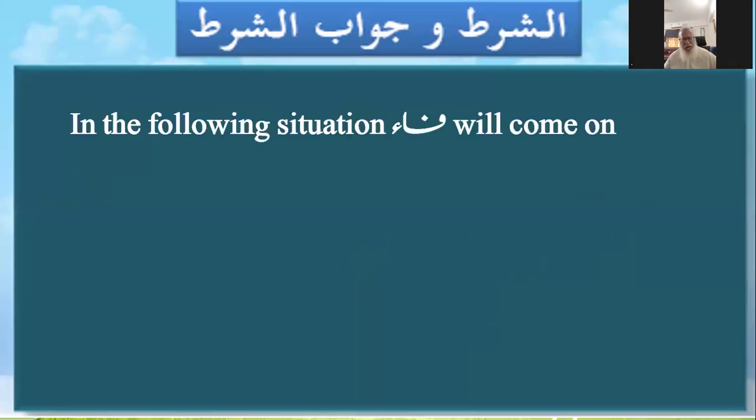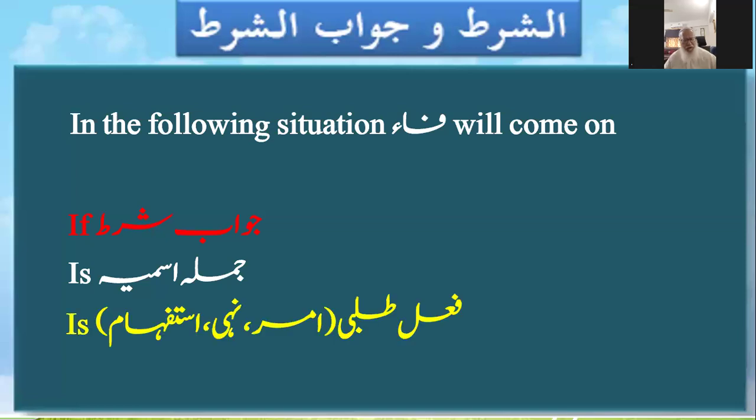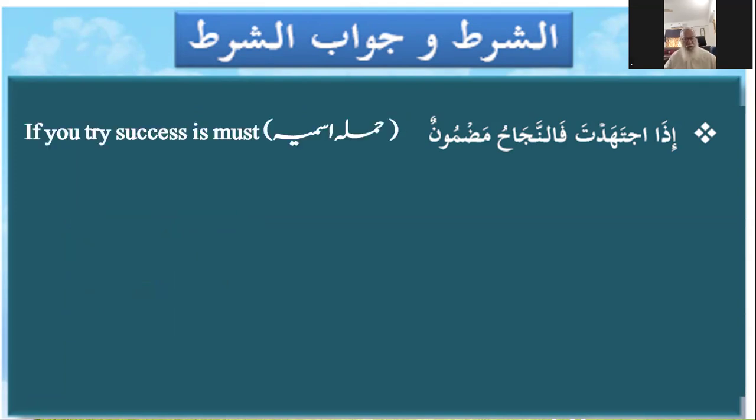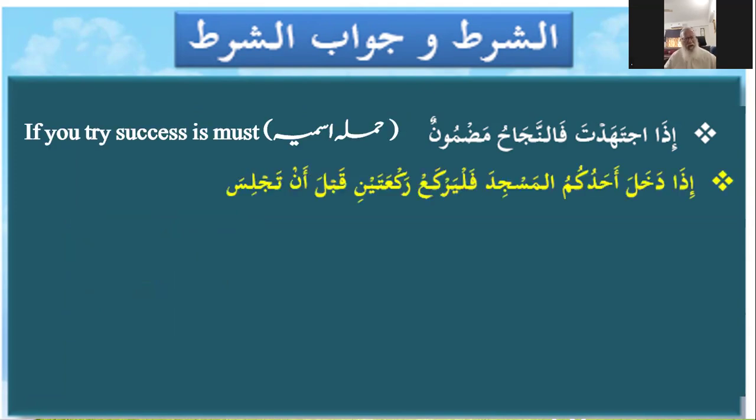In the following situation, fa will come on the jawab shart. If the jawab shart is a jumla ismiya, or it is a fi'l amr, nahi, istifham, or in the inshaiya, then fa is used. Just like iza jahtata fanjahu madu. Look, anjahu is a mudari verb. So fa has been used with the shart, jawab shart. So jumla ismiya, it has again that.